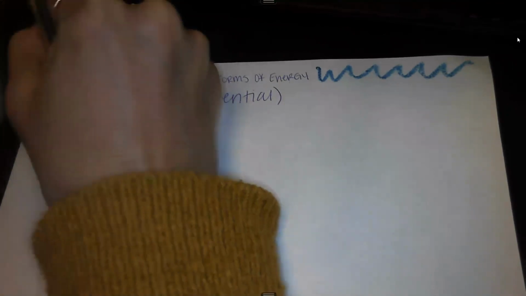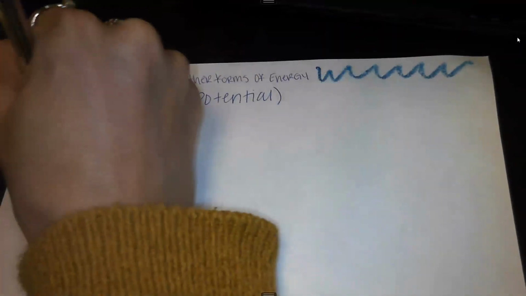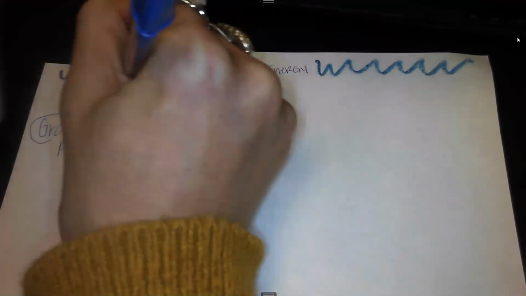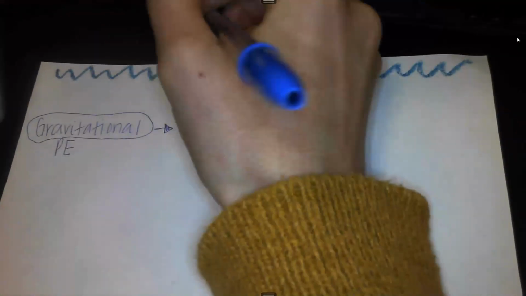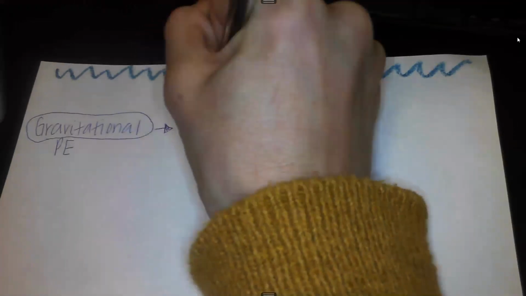The first one, what was the first one that we read about? Look at your page. Gravitational. Gravitational potential energy. Our key word we said was gravity, right? We know that gravity is the force that pulls everything down to Earth.